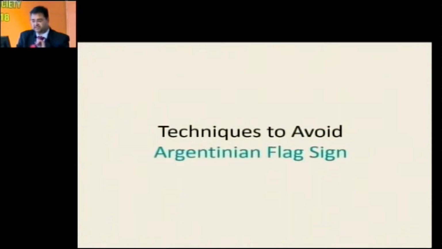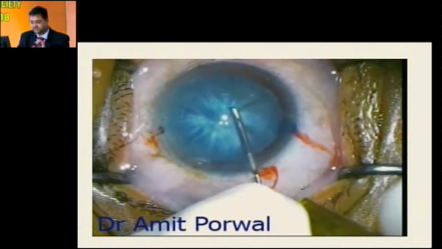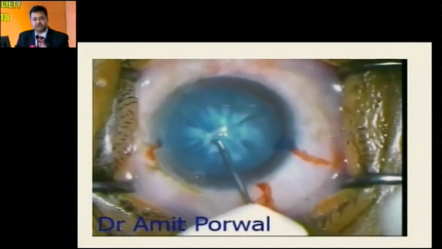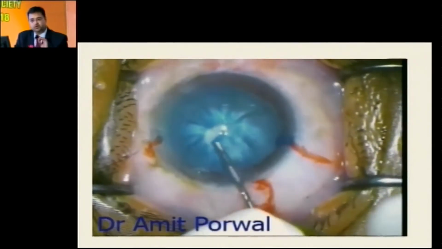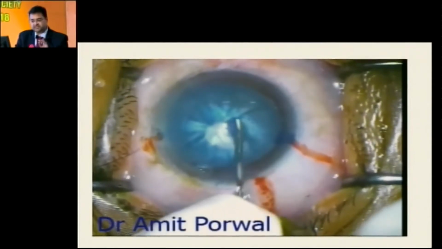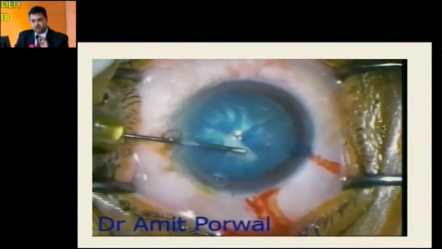So what are the techniques to avoid this Argentinian flag sign? You have the single stage rhexis. In all these mature cataracts, whenever you are proceeding with your phaco, you should always make it a habit to stain the anterior capsule with the help of trypan blue. So now when you are proceeding with the single stage rhexis, you aim for a smaller rhexis.